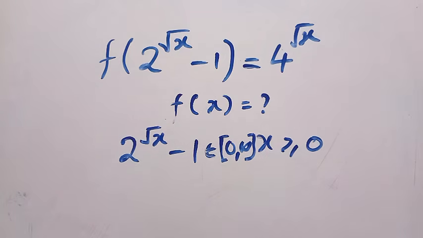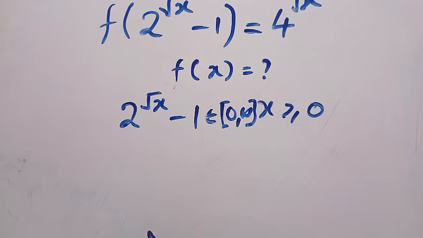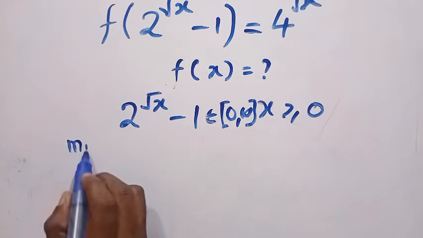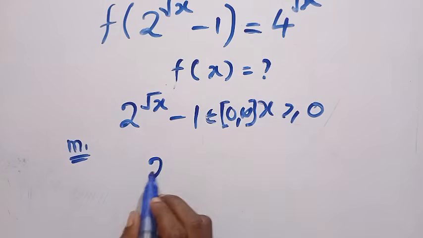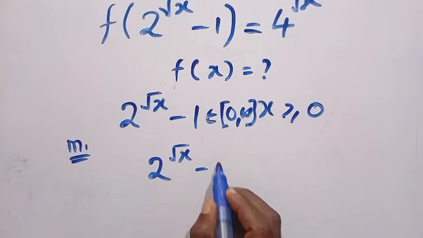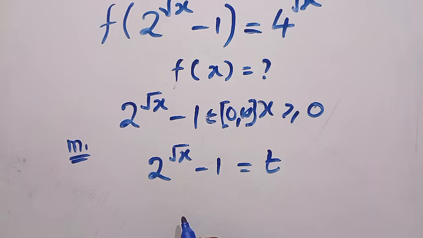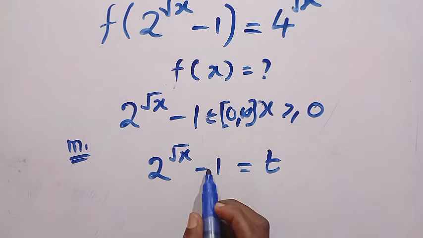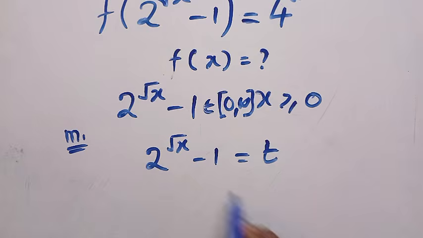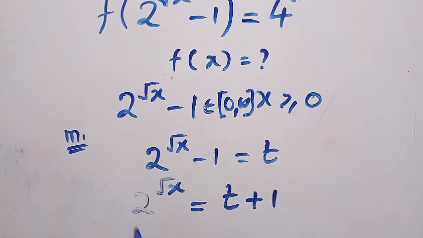Then after understanding this, let's try to solve this in two different ways. If I consider the first method, I let 2^(√x) − 1 equal t. If this equals t, we shift the 1 to the other side, and we have 2^(√x) = t + 1. This is one of the simplest methods I'm going to use to solve this out of the two.